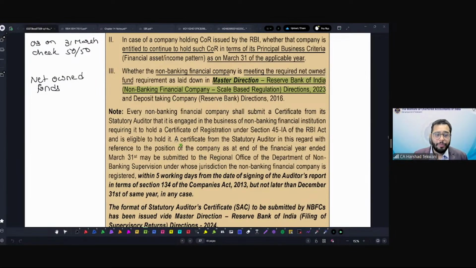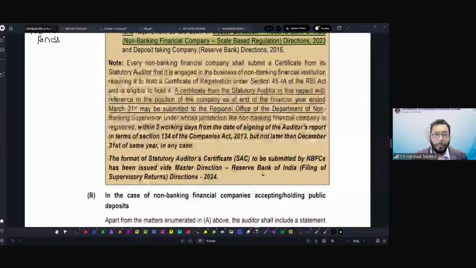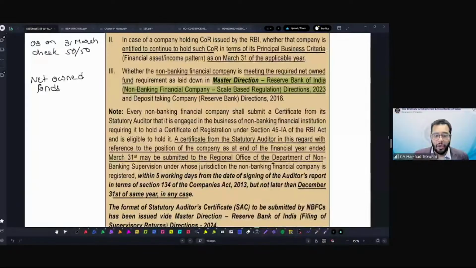So a certificate from the statutory auditor, with reference to the position of the company at the end of the financial year, 31st March, is required to be submitted to the regional office of the RBI with respect to the NBFC by the end of 31st December, but not later than that. So once the financial year closes, they have to report by 31st December whether the NBFC is eligible to hold the certificate of registration or not.